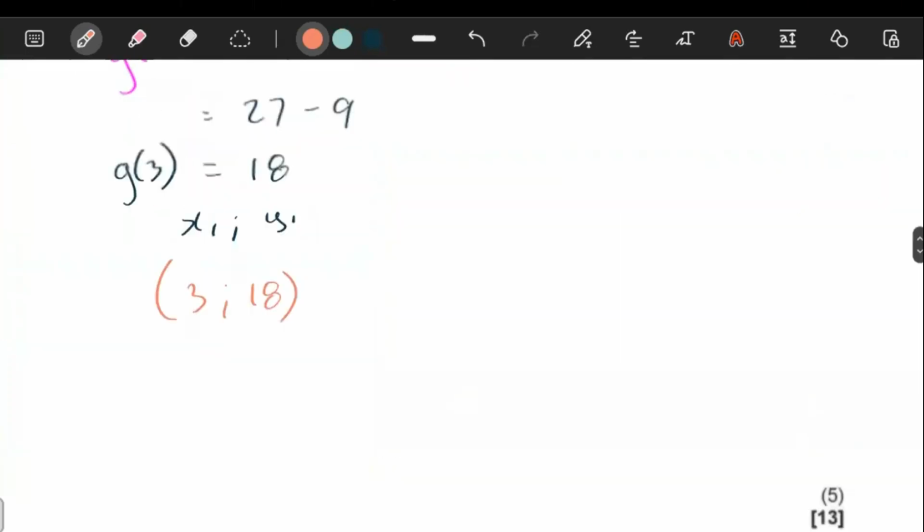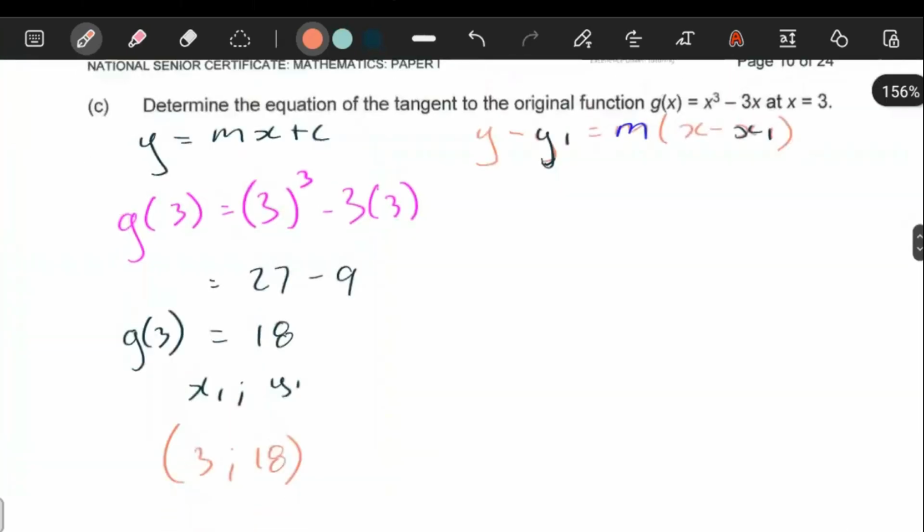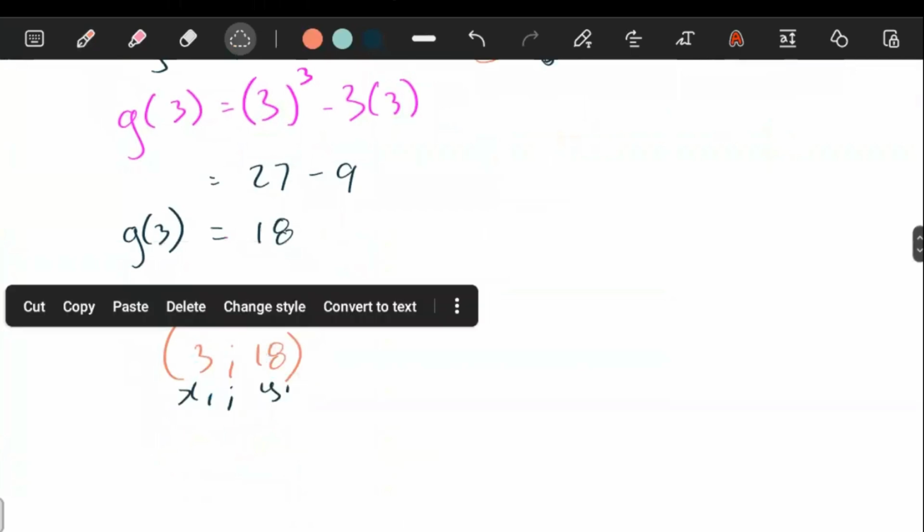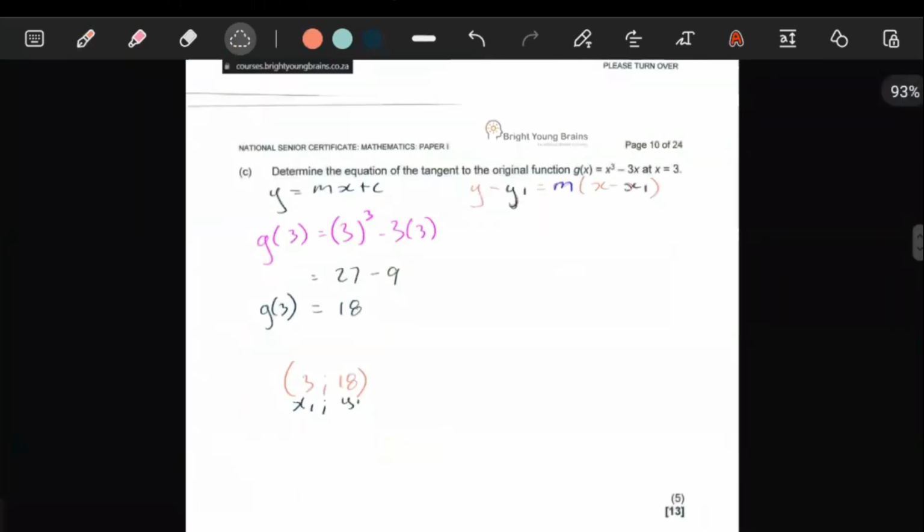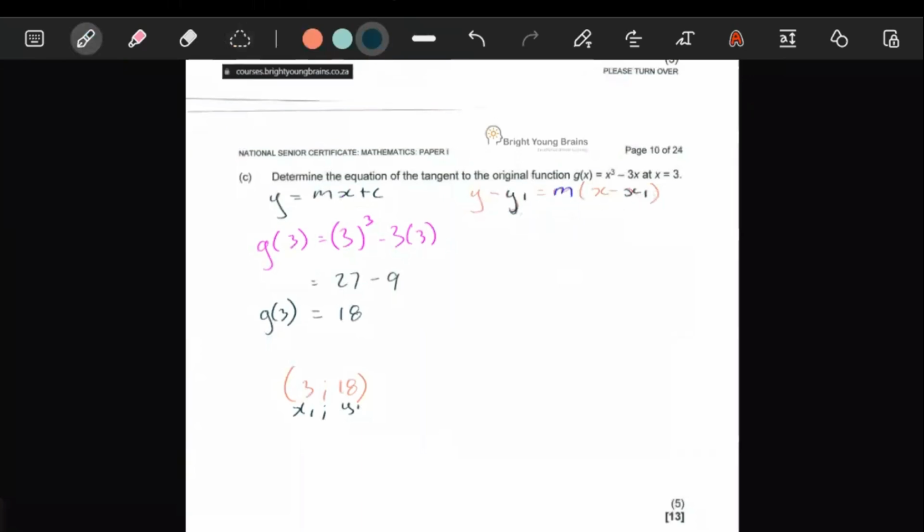Carrying on from here, what we now know is that we have the coordinate that the tangent and the curve pass through. So this is going to be fine. We're going to put the x value here and the y value there. Now we need a gradient.